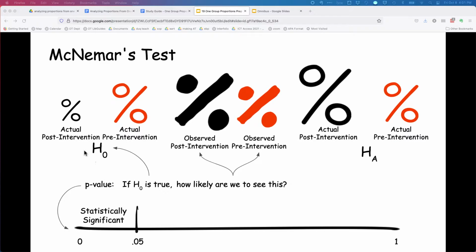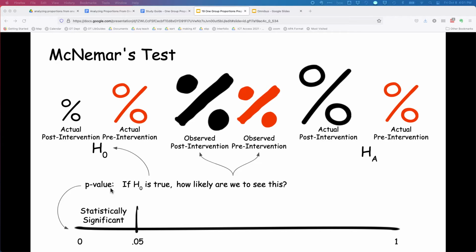Our null hypothesis is that if we had an infinite number of clients, the actual difference from pre-intervention to post-intervention would be lower, so that fewer clients would actually end up in the desired category after the intervention than before. The alternative hypothesis is that the number of clients who end up in the desired category after the intervention is greater than the number of clients who start in the desired category.